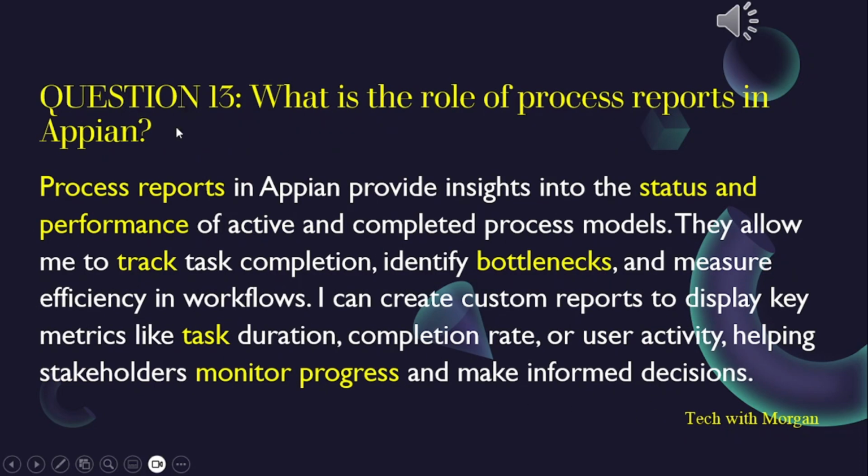Question 13. What is the role of process reports in Appian? Process reports in Appian provide insights into the status and performance of active and completed process models. They allow me to track task completion, identify bottlenecks, and measure efficiency in workflows. I can create custom reports to display key metrics like task duration, completion rate, or user activity, helping stakeholders monitor progress and make informed decisions.